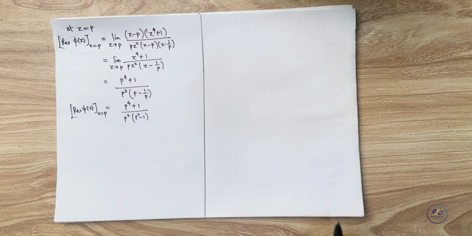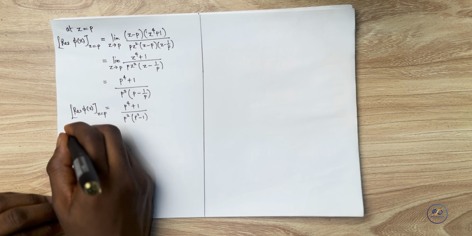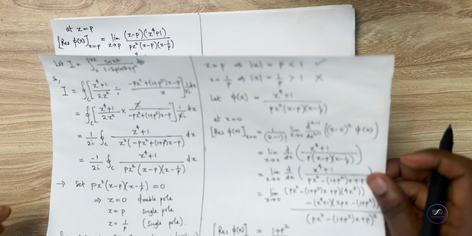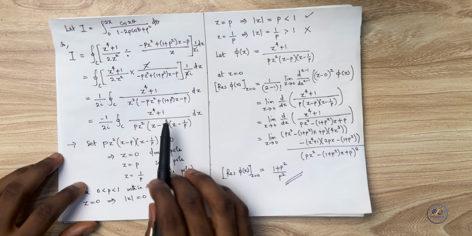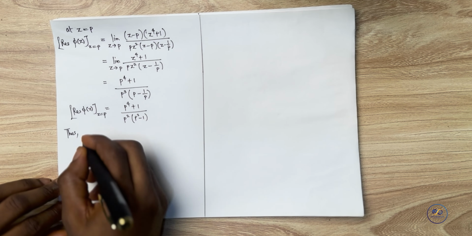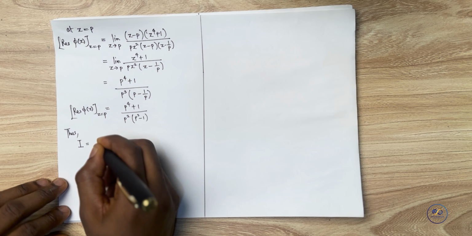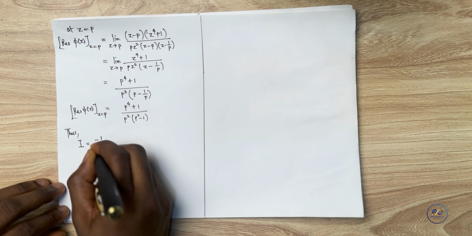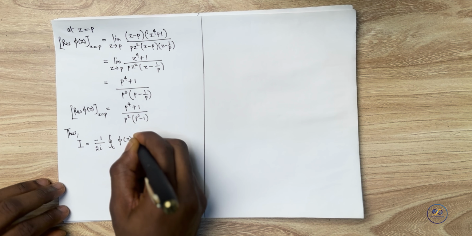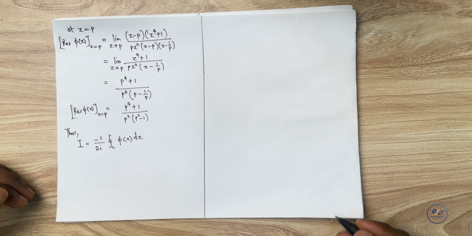Now that we have this, the next thing is for us to evaluate what the integral would be. Do not forget that the entire integral, which is I, is dealing with this function, and it has been called phi of z. So we'll make use of that notation as well. So it means that I is now going to be equal to minus 1 over 2i, integral over c of phi of z dz. This is what we are going to have to evaluate.